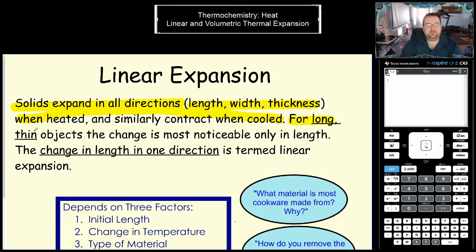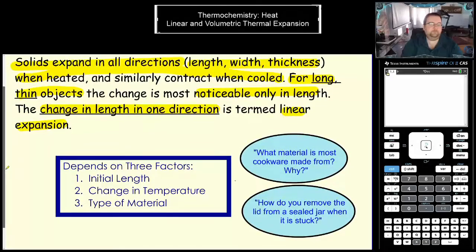But for long, thin objects, things like beams in your roof or railway tracks, the change is mostly only noticeable when it comes to length, right? If something's long and thin, it's going to get longer. We're not really worried about the change in the width. And when we're discussing the change in the length in that one direction, we call it linear expansion. So that's what we're going to be focusing on for this first part here.